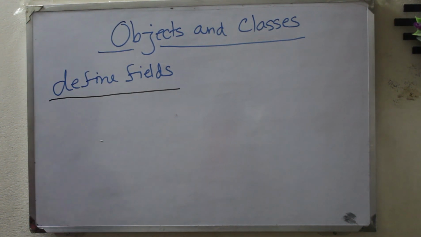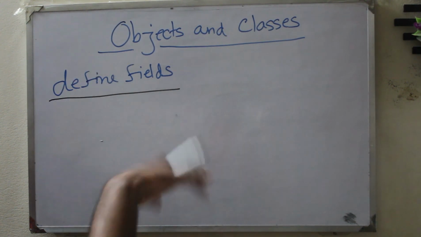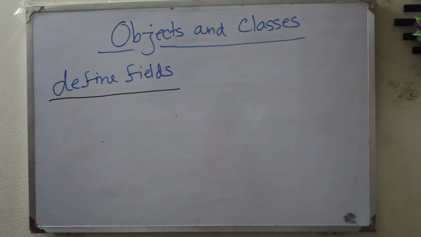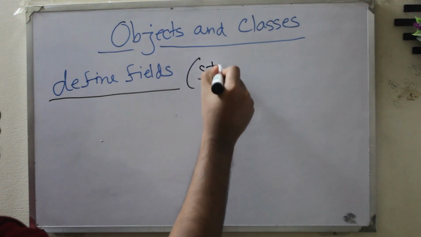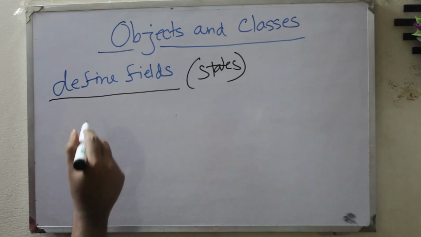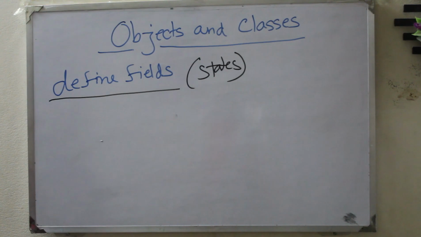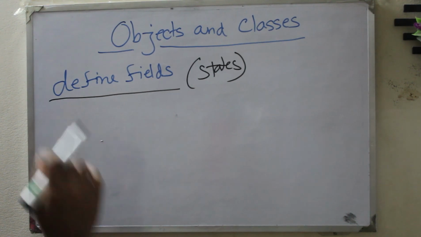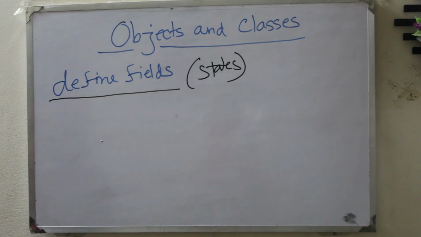So in this part, we're going to define the fields of an object. What were the fields? Fields were the states of an object. So for our example case, we talked about a student class. What could be the states of the student class? We say that the states could be the defining properties like ID, it could be the name of a particular student. So we're going to define the fields now.